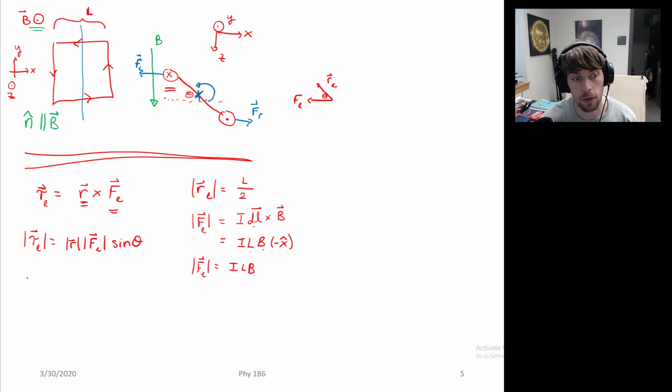So at the end of the day, let's go ahead and look at this. The magnitude of the torque on the left-hand side is simply equal to L over 2 times ILB times sine of theta, where again, this depends on the angle, the initial angle that the loop was set up at. Or if I prefer, I have I L squared B sine of theta over 2.